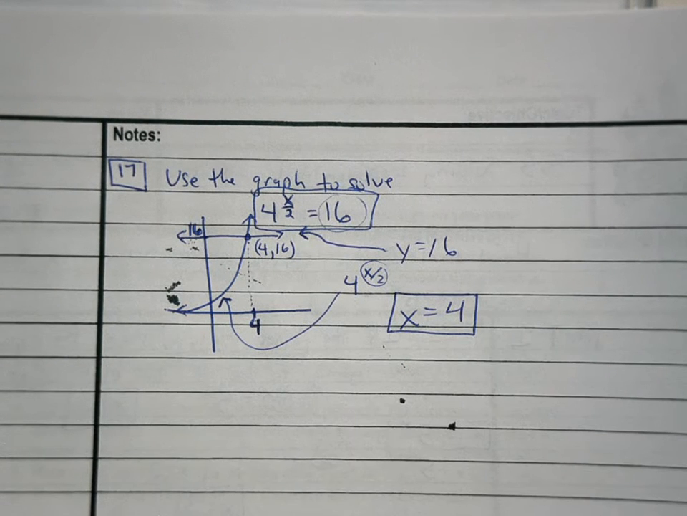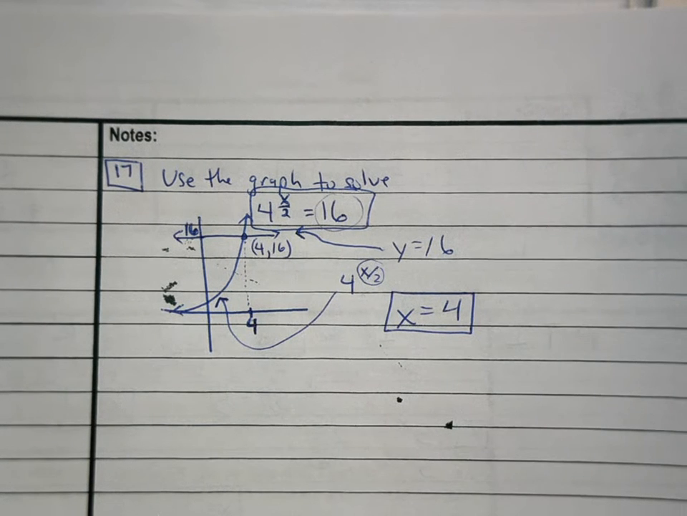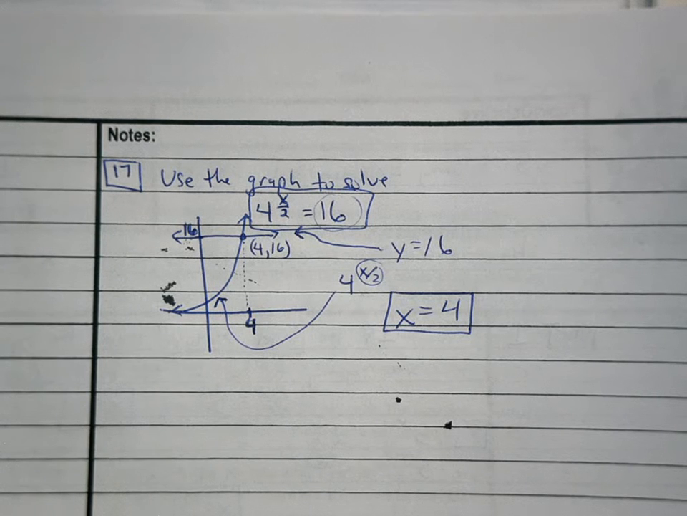4 is the correct answer, and I'm curious, how many of you, when you were with your partner, said x is equal to 4? Raise your hand if you got it right. 2 of you, maybe 3. Okay. Well, that's why I wanted to discuss it.